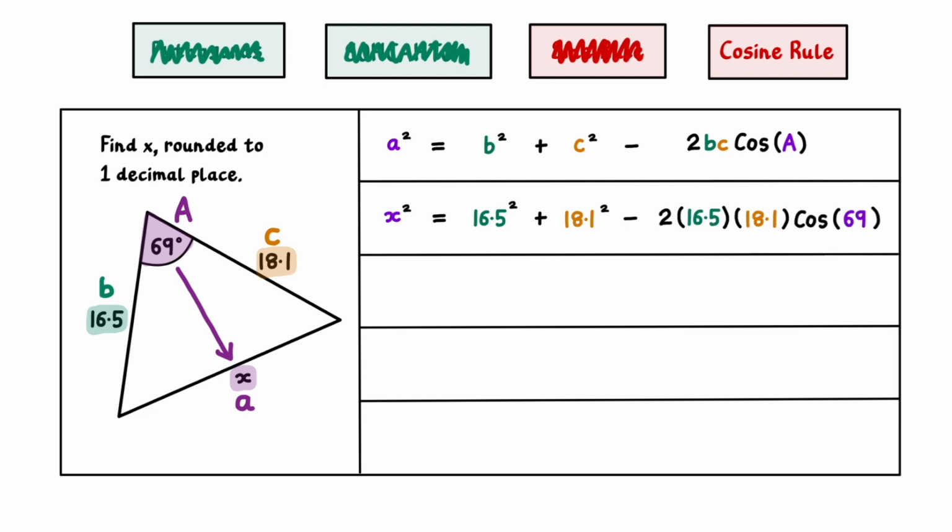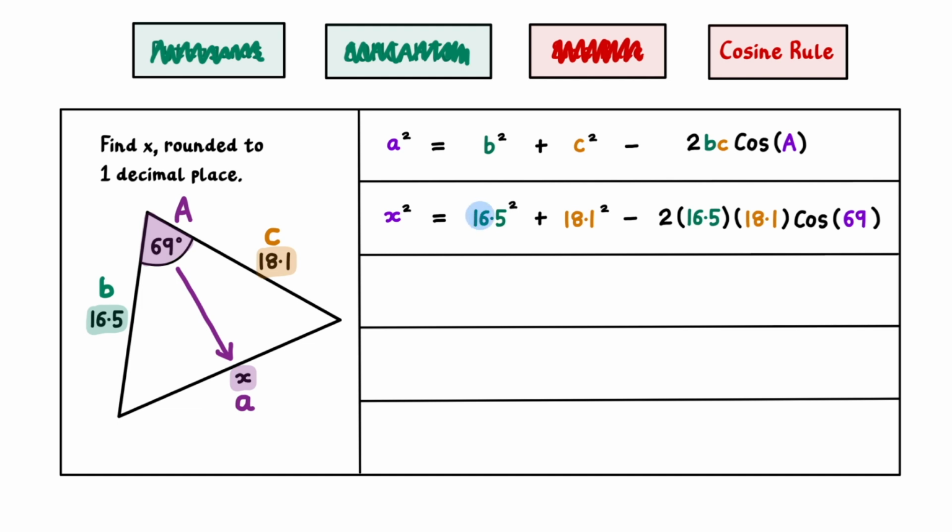When we put in these values, the a squared becomes x squared, the b squared becomes 16.5 squared, and the c squared becomes 18.1 squared. The 2bc cosine of A becomes 2 times 16.5 times 18.1 times the cosine of 69. Now that we've formed our equation, our third and final step is to use some algebra to solve for x.